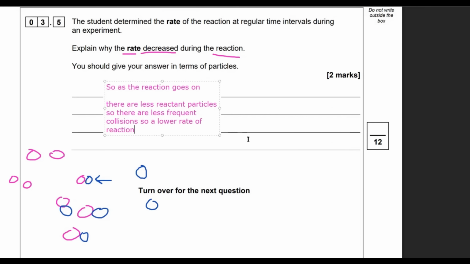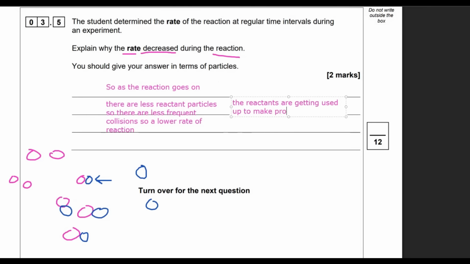Basically, the reactants are getting used up. What I should have said is I want to also tell the examiner that I know the reactants are getting used up to make product. So I'm just telling the examiner that I'm aware that the reactants come together and make products, and therefore there are less reactants, so less chance of a collision. And that is kind of what I wanted to say. And I wrote it in pink, which is highly annoying because it's harder to see, obviously.